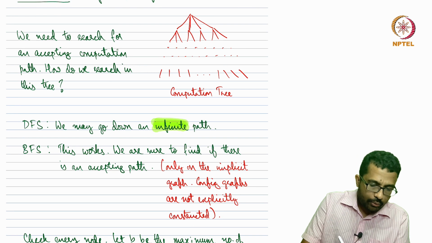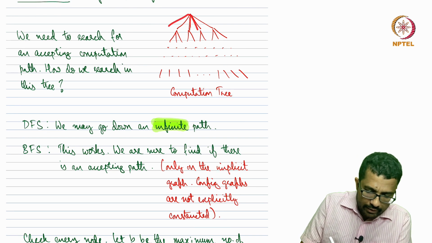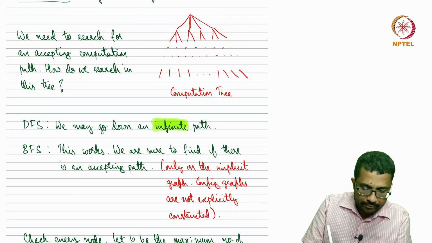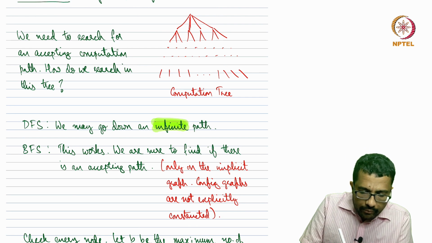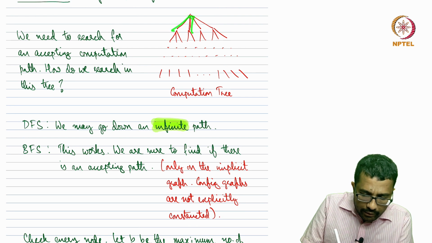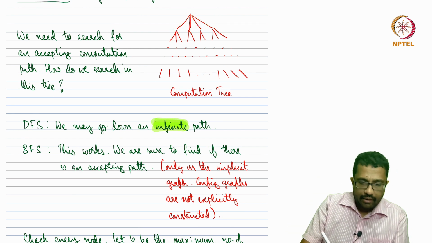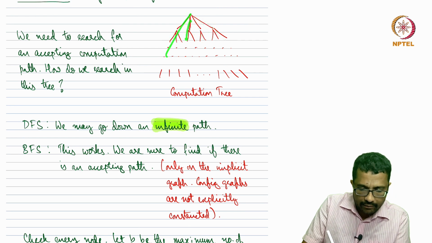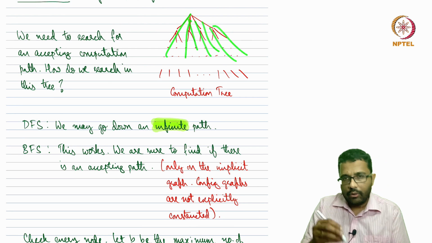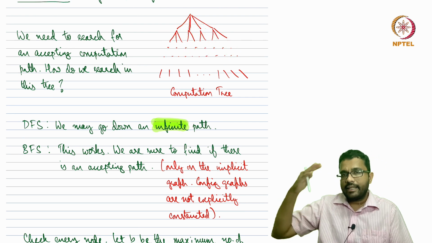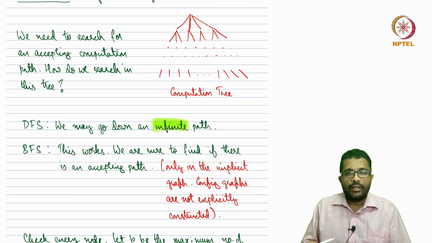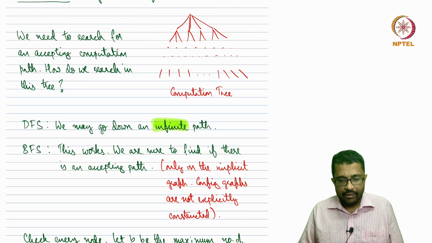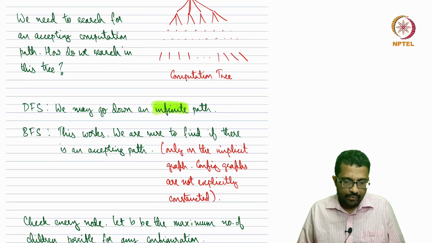Whereas in breadth first search, what we do is we go level by level. So we first go through all the first level points, then the second level points in the tree, and then the third level points in the tree, and so on. So you go level by level. You cannot get stuck on an infinite path because you are not going deep. You are just going to the first level, then the second level, then the third level, and so on, right? So that's why breadth first search works, right?